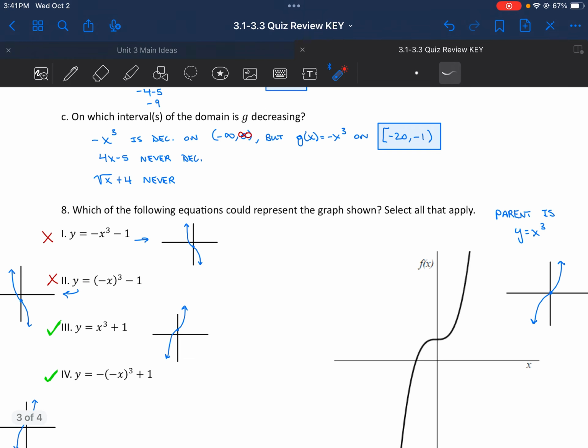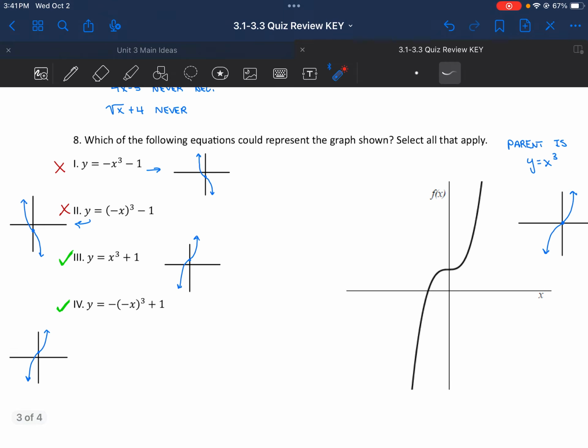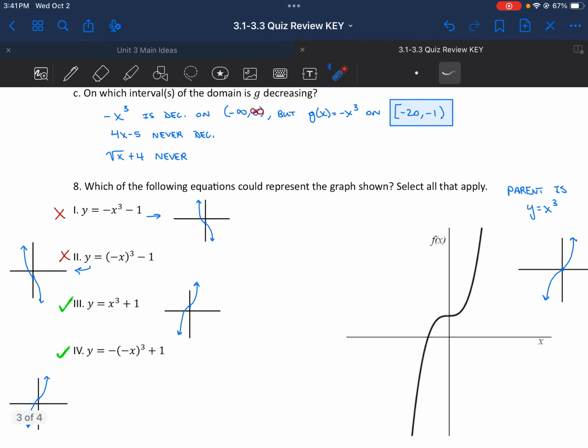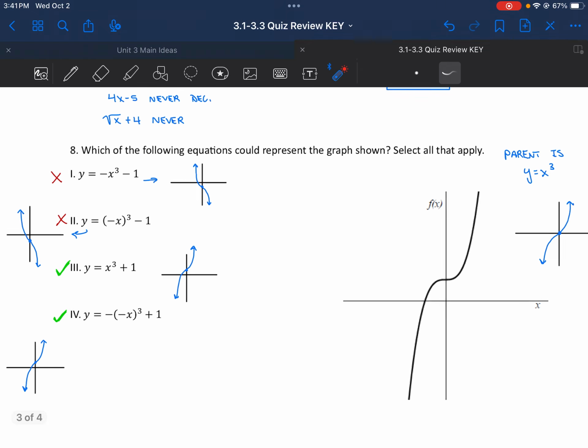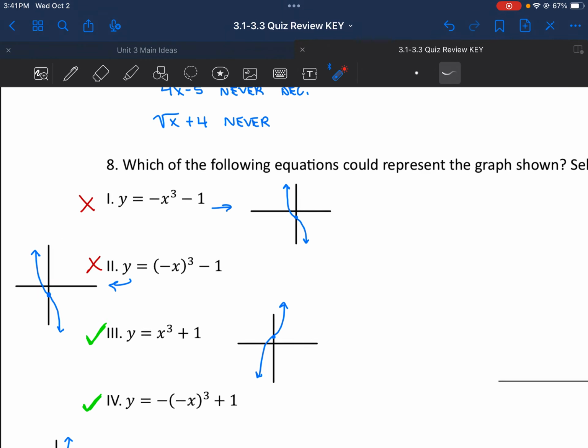All right, number 8. Which of the following equations could represent the graph shown? Select all that apply. Okay, so you can tell from all the answer choices, and you can tell just from the shape of the graph, the parent function is y equals x cubed. It's the cubic parent function. So we want to know which of the following transformations could give us this graph. And some of them, as you can see, there's multiple that work.